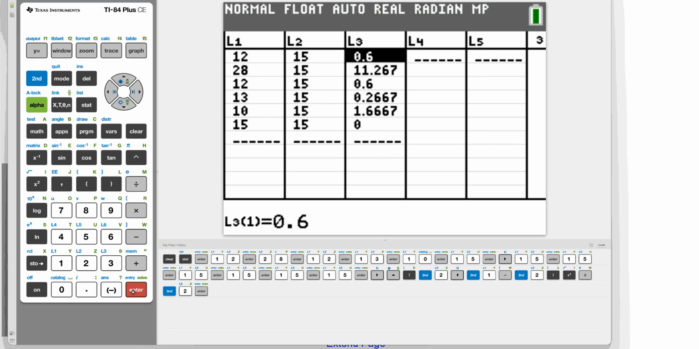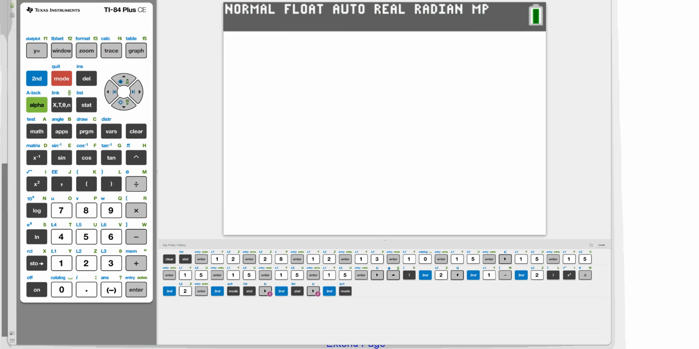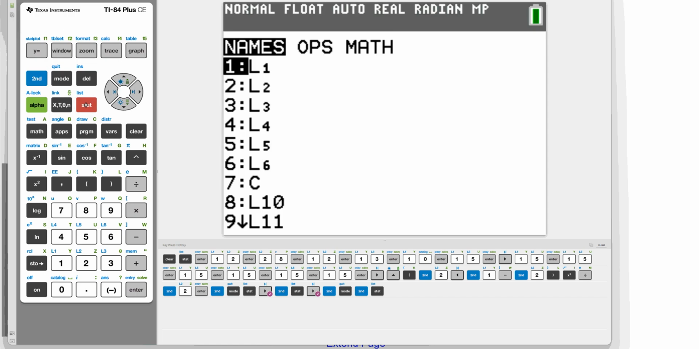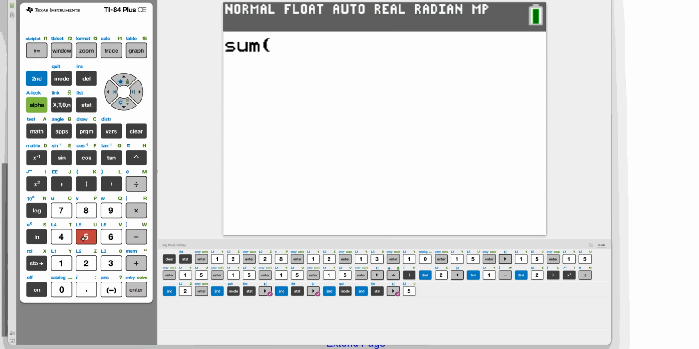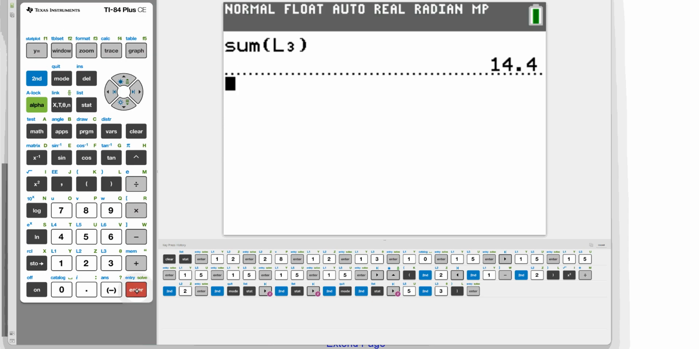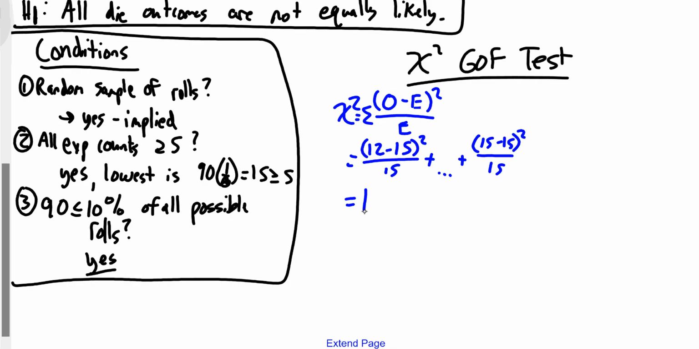So it does. So what I can do is find the sum of all of those. I can either add them up by hand, or I can go back and hit second stat, go over to math. One of the options is sum, so that's 5. I can do the sum of all of list 3, sorry, that was list 3 that I had all those in. And I can get my sum as 14.4. That is my chi-squared value.